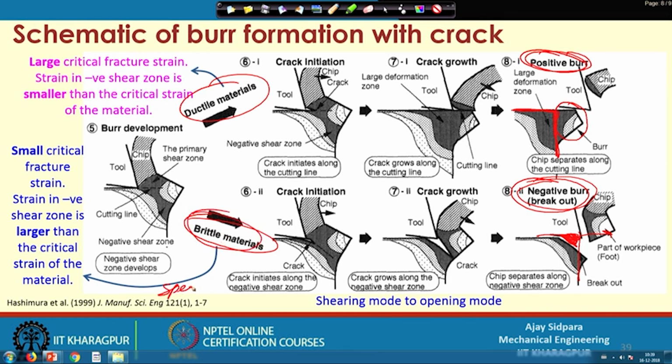and depth of cut, at that time also you can control the burr formation.